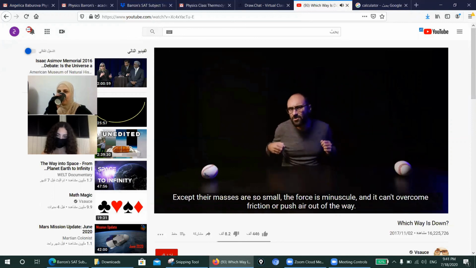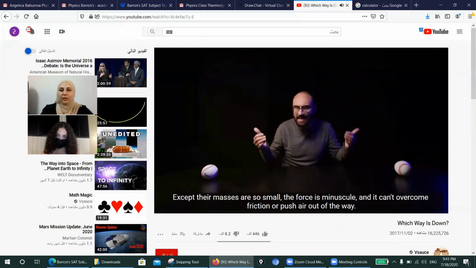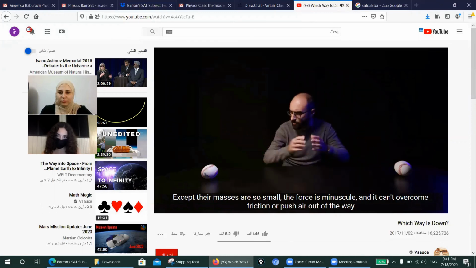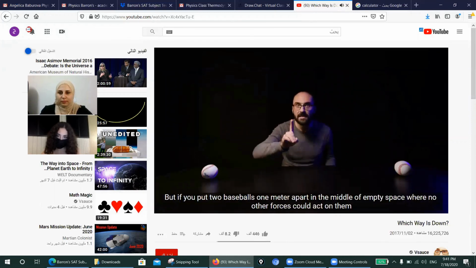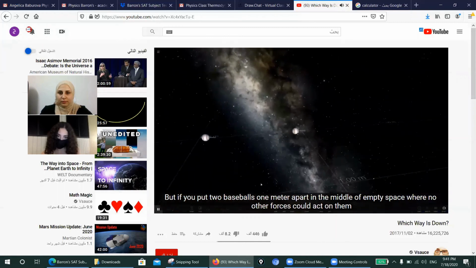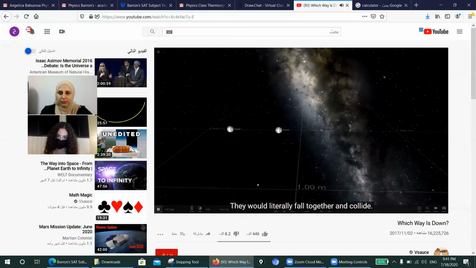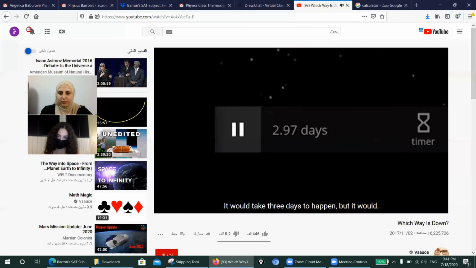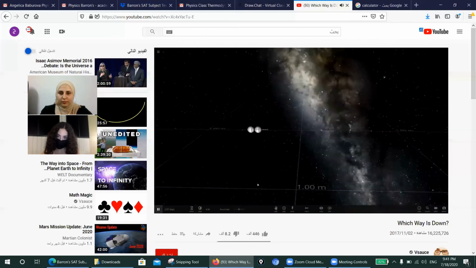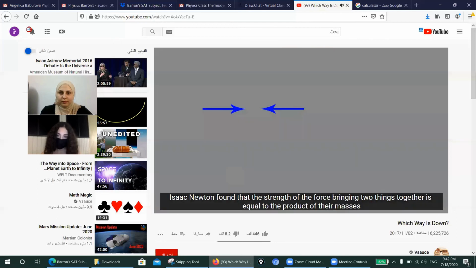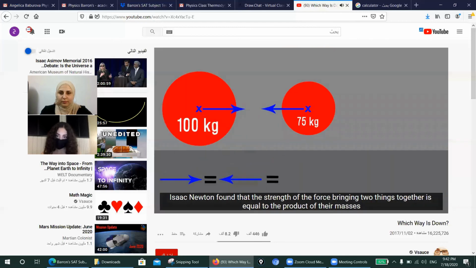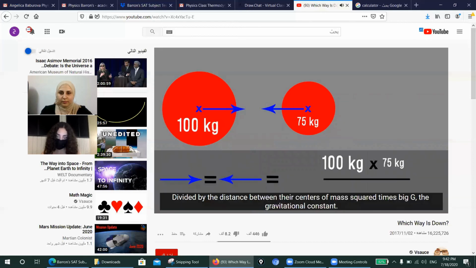Except their masses are so small, the force is minuscule, and it can't overcome friction or push air out of the way. They're never going to come together. But if you put two baseballs 1 meter apart in the middle of empty space where no other forces could act on them, they would literally fall together and collide. It would take 3 days to happen, but it would. Isaac Newton found that the strength of the force bringing two things together is equal to the product of their masses divided by the distance between their centers of mass squared times big G, the gravitational constant.